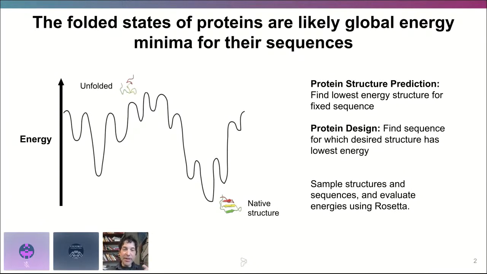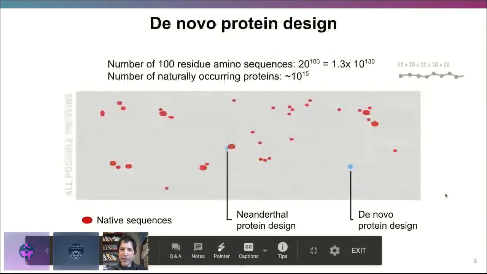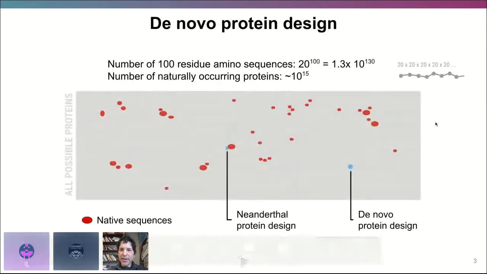Towards the end of my talk, I'll switch to describing a different picture, which is a deep learning based picture, which is really based on recognizing inherent relationships just between sequence and structures that are not directly related to a particular physical model. And what I'm going to focus on today is de novo protein design.